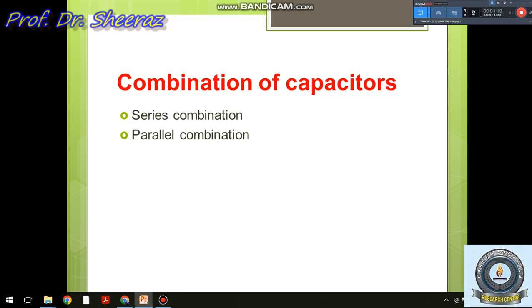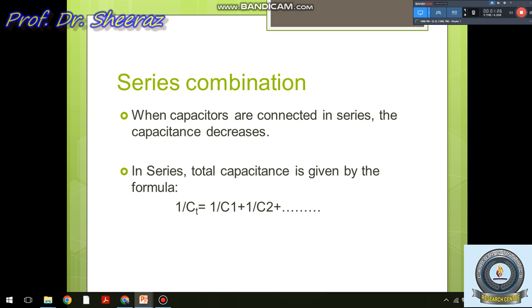As we have seen in the previous lectures, resistors can be connected in combinations of series and parallel. Similarly, capacitors can also be connected in combinations. Now, this combination can be a series combination, or it can be a parallel combination. When the capacitors are connected in series, the overall capacitance decreases because in series the total capacitance is given by the formula where they are added in reciprocal.